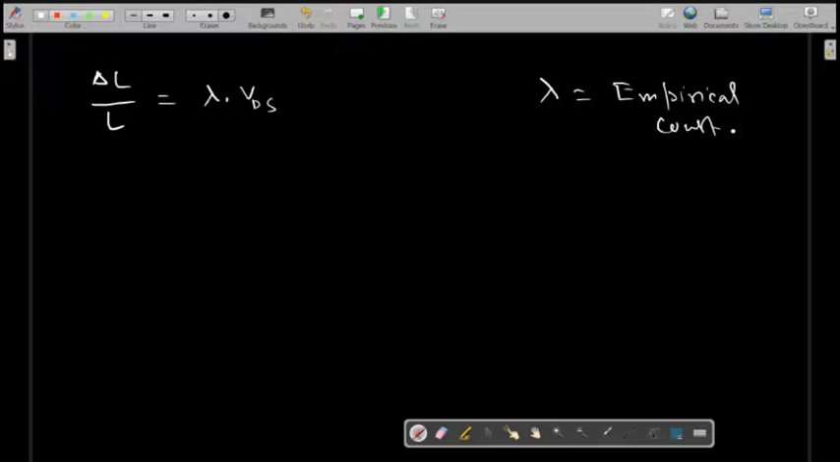So the proportionality constant is lambda. But what is the value of lambda? There is no such guideline. Generally the lambda value can be found by trial and error from the experimental data. So this type of constant is called an empirical constant. And in our case, lambda is called the channel length modulation factor or channel length modulation coefficient.